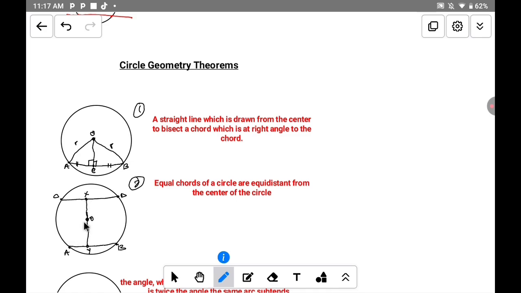So if I draw a radius from the center of the circle to any point on the circle, as I explained previously, this gives us a radius. This angle will give us 90 degrees, as we stated in the first theorem, because it gives us a right angle triangle. So the triangle AOY.